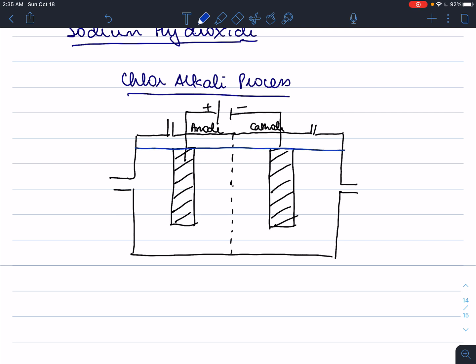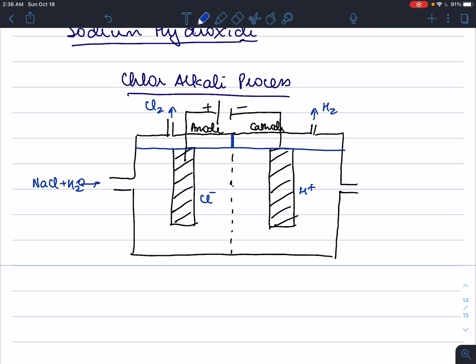Okay. So this membrane doesn't allow the passage of gases. So what happens when you pass current? What are you feeding in? In here, you input brine. Brine is concentrated salt water. Okay. So when you input sodium chloride, what happens? At the anode, the chloride ions, which are negatively charged, release their electrons and go out as chlorine gas. Okay. And at the cathode, on the negative side, you have the H plus ions, which pick up electrons and they go out as H2 gas.